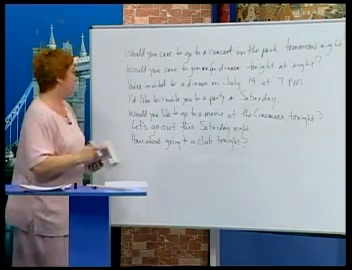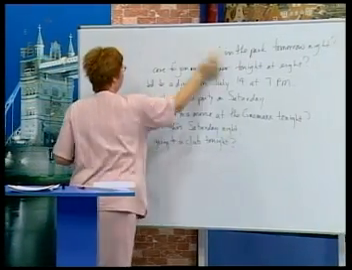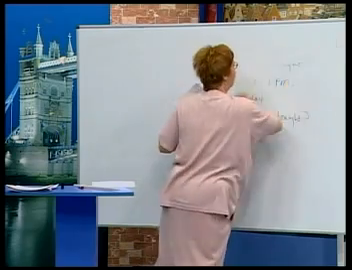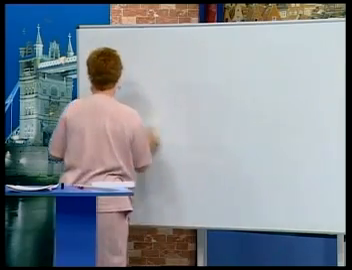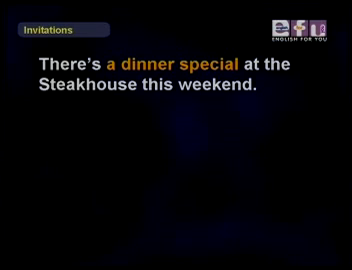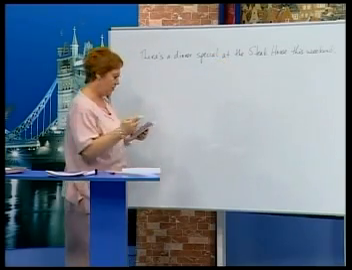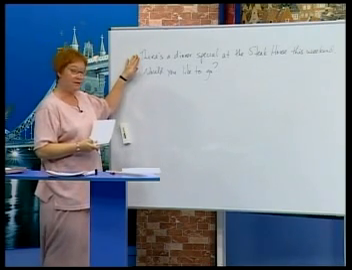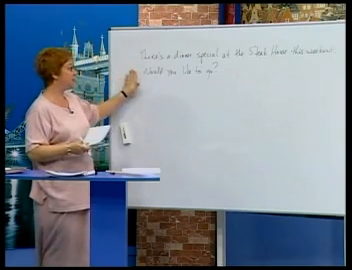Now, there's another way we can do it, and let me make some more room here. And we can change it around a little bit. And then I'll show you how it looks. Okay, sometimes we say what, where, and when first. So, there's a dinner special at the steakhouse this weekend. Here's the information, and now you can say, would you like to go? There's a dinner special at the steakhouse this weekend. Would you like to go? Okay, information and invitation.